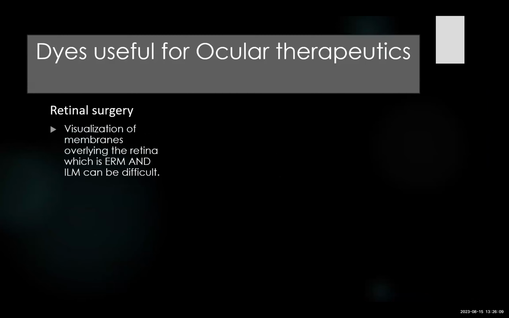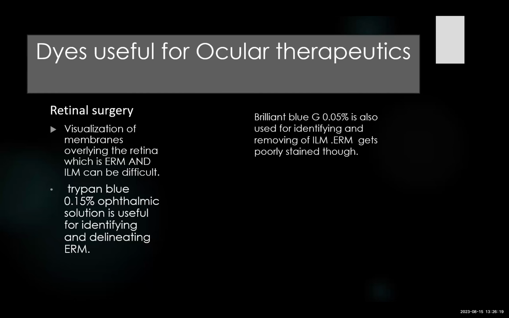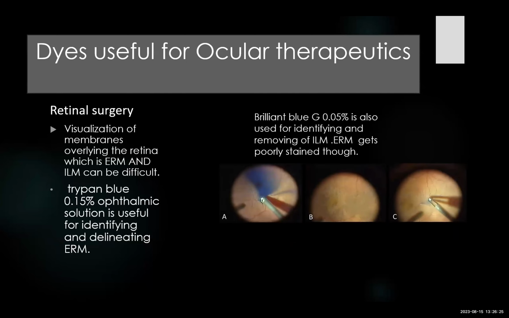And this is for vitreoretinal surgeries. Visualization of membrane is very critical, and for ERM and ILM, visualization of these membranes can be very difficult. Trypan blue 0.15% solution is used for identifying ERM and delineating it. Brilliant blue G 0.05% is also used for identifying and removing internal limiting membrane, although it doesn't stain the epiretinal membrane that well. This is the stain.